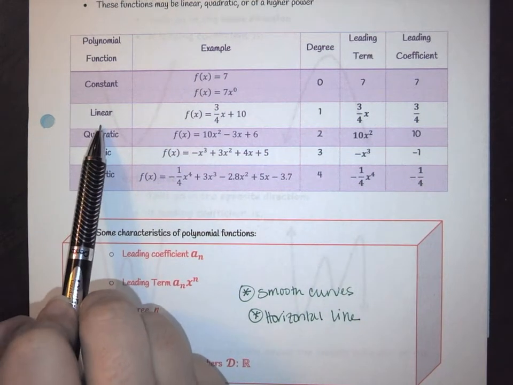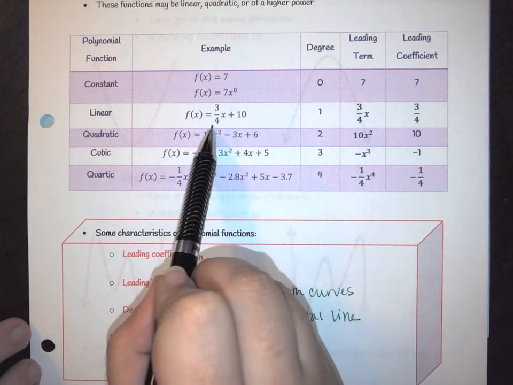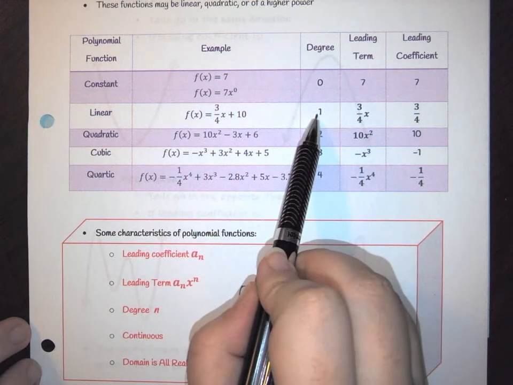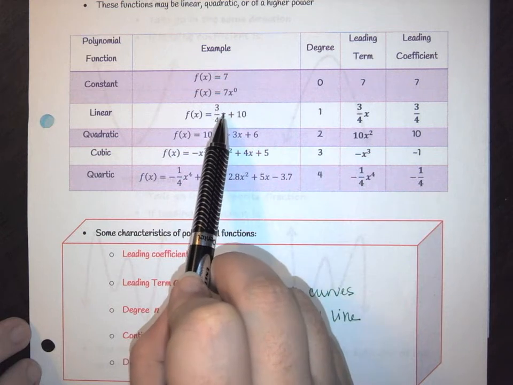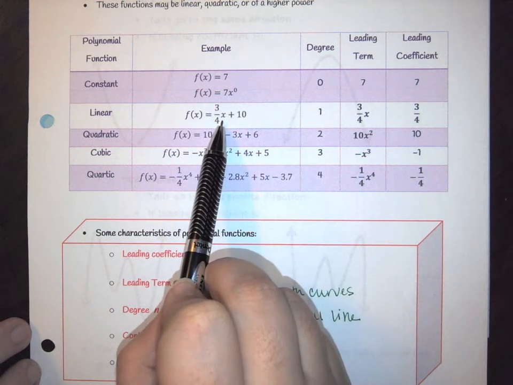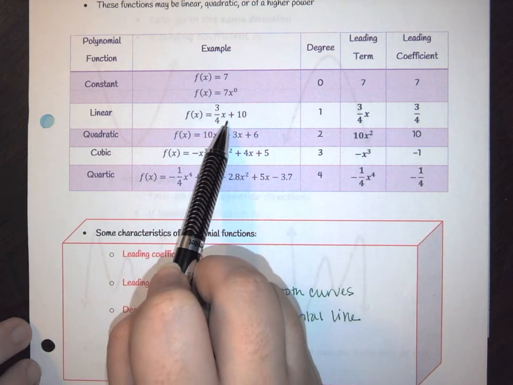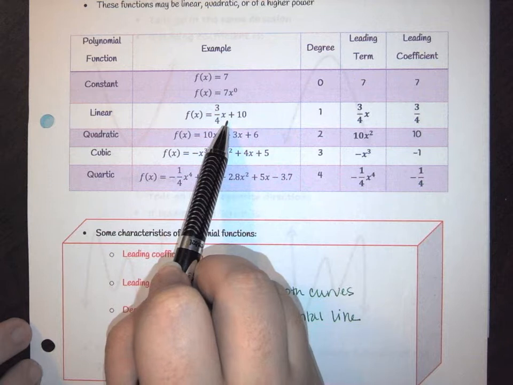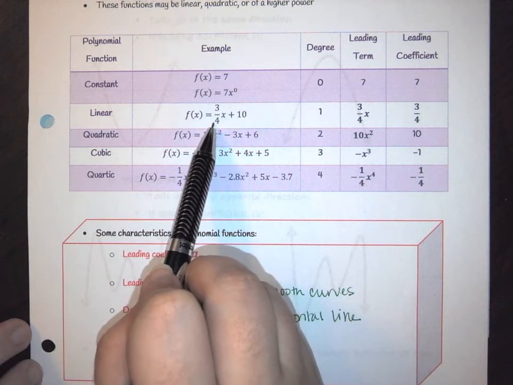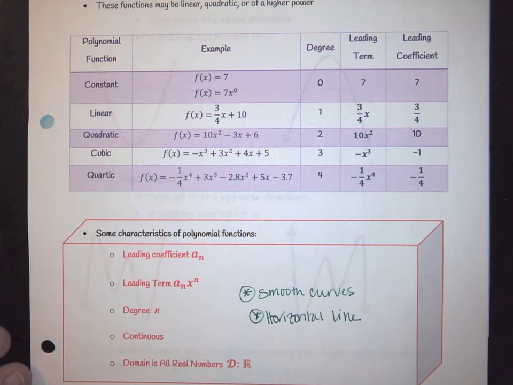Now linear is the next one on the list. Linear says that we have an x value with a power of 1. So for example, if I had 3/4 x plus 1, my degree would be 1, because if you look at that x term, notice my power would be a 1, and we don't usually write that down. The leading term is the entire first term, so in this case it would be 3/4 x. Whereas the leading coefficient would be the leading number. So here this would be 3/4, and so on and so forth.